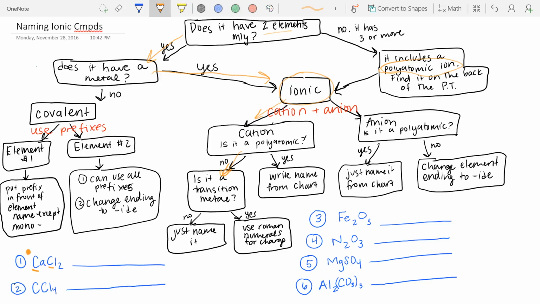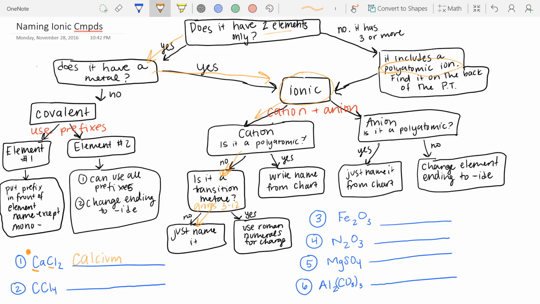So when we come here, our next question is, is it a transition metal? Now, calcium is not a transition metal. It's in group 2. We know that our transition metals are groups 3 through 12, so it's not one of those. So it's not a transition metal, which means we just name it. Ca is calcium, so we just write the name calcium.